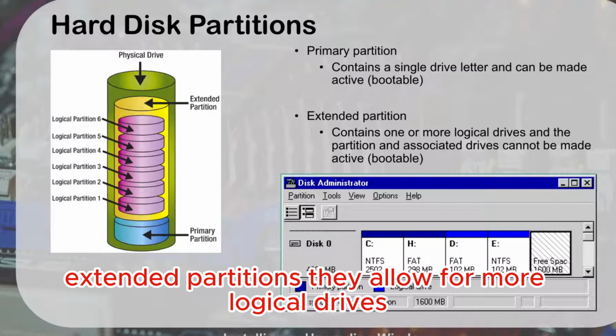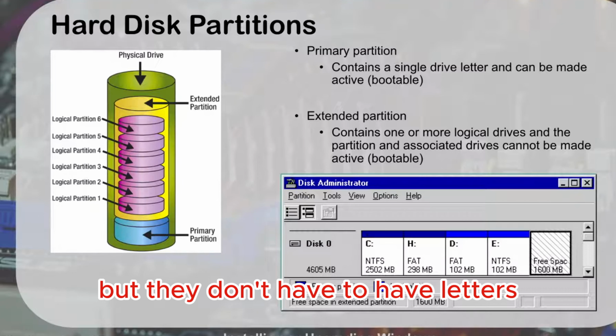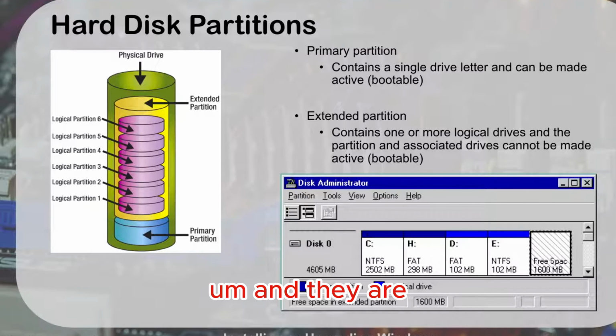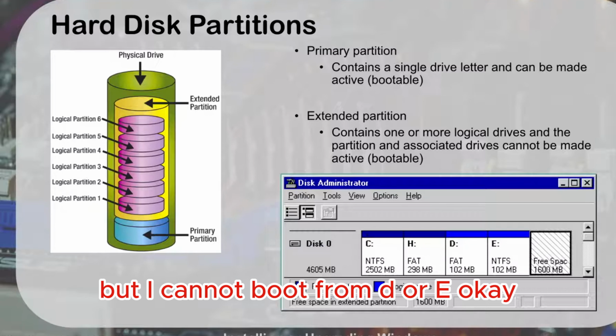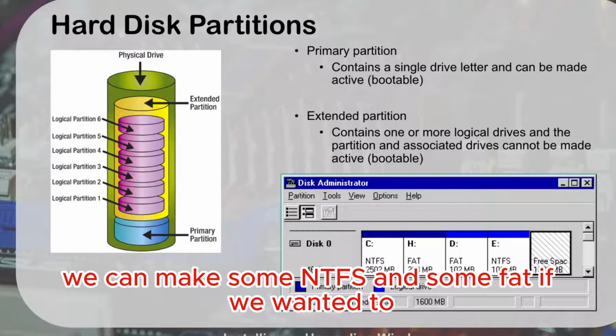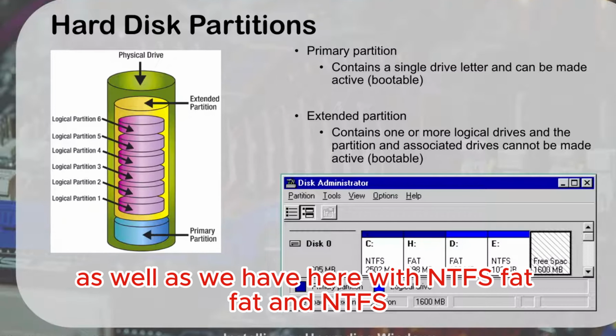Extended partitions allow for more logical drives. They can have letters, but they don't have to have letters. And they cannot be made bootable. So I can boot from C or H, but I cannot boot from D or E. Okay. You can see we can make some NTFS and some FAT if we wanted to as well, as we have here. We have NTFS, FAT, and NTFS.